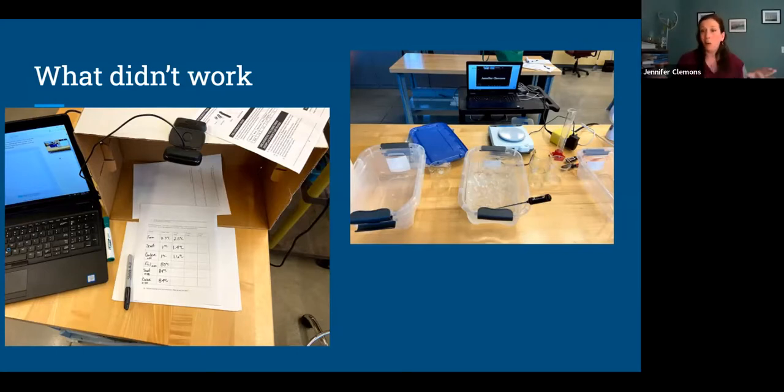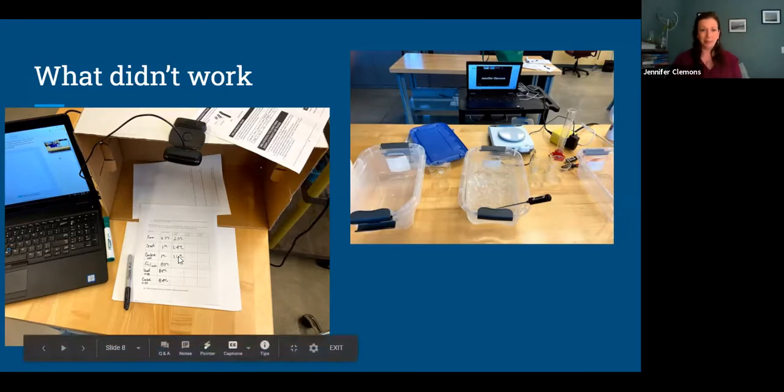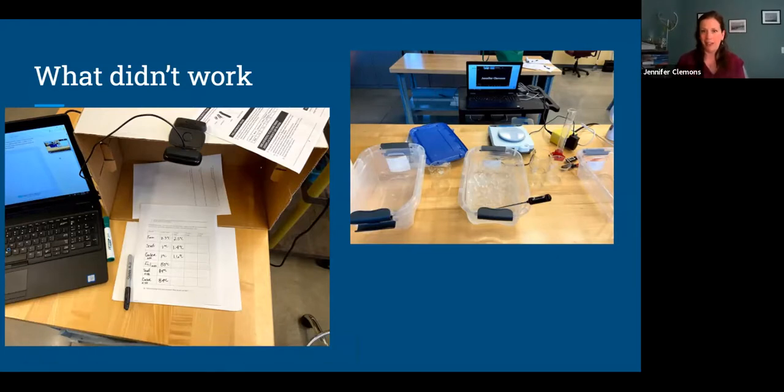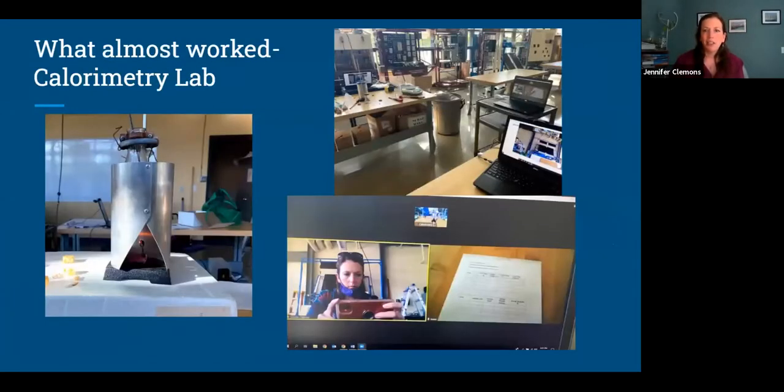So this did not work. The students, all they did was write down the numbers that I collected in the lab. I could have done this a lot of different ways, and I'm sure there's a simulation out there that would be a lot more interesting than watching me take a temperature reading. So here's a lab that almost worked.